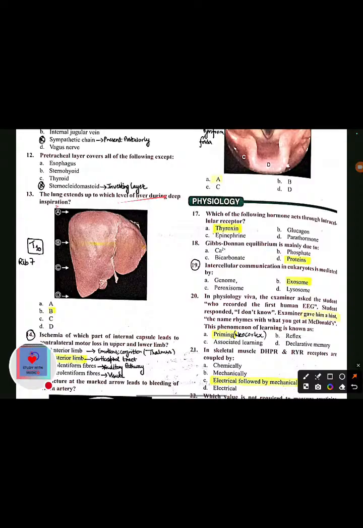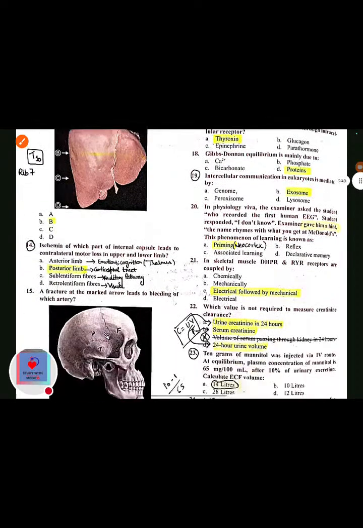The lung extends up to which level of the liver during deep inspiration? Up to here only they can extend. Up to the rib 7 and T10 thoracic vertebra.